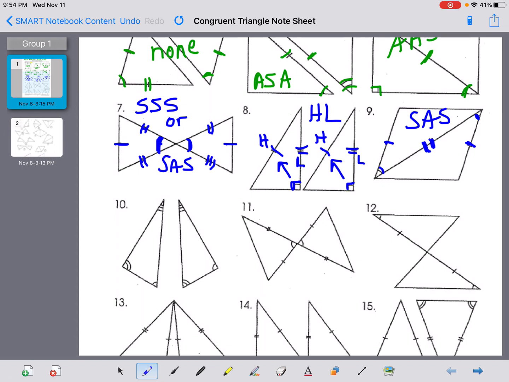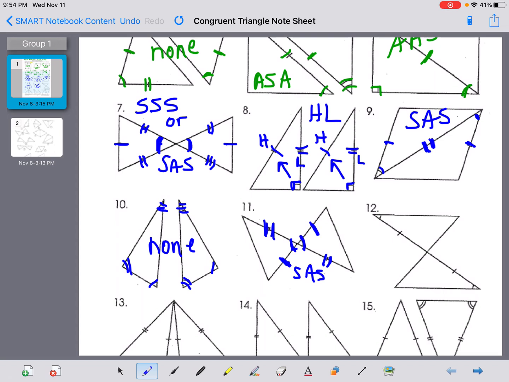Number 10, anything I can mark there? No extra angles, no shared side, no vocab, no parallel lines, and I have a lot of angles, but I'm missing sides. You can never mark anything congruent if there's not a side mark, so this one's going to be a none. All right, on number 11, a set of sides, another set of sides, and in between them an angle. Follow the order: a side, an angle, and a side; side, an angle, and a side.